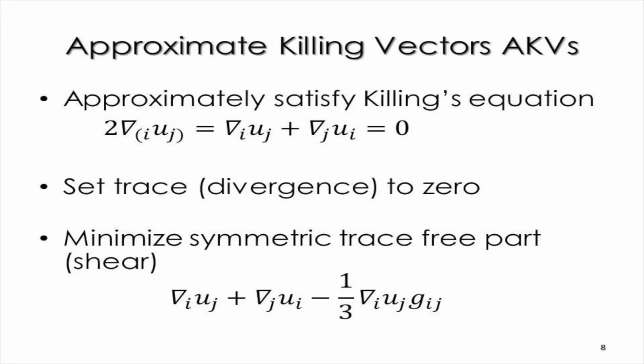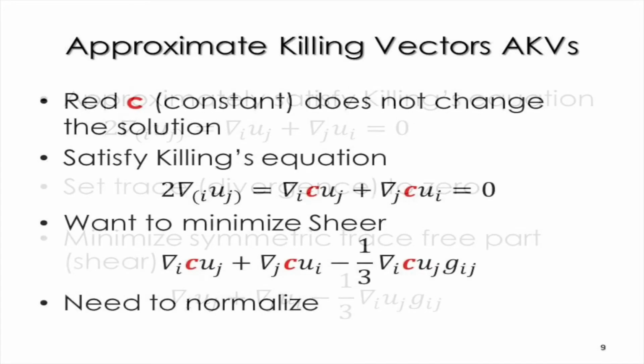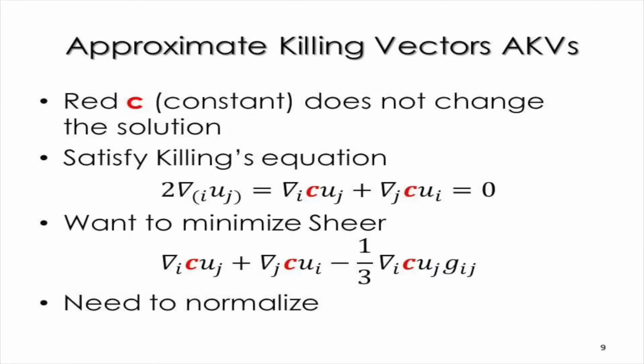In these situations where we don't have an exact proven symmetry, we can use approximate Killing vectors that will try and approximately satisfy Killing's equation. We can set the trace or divergence to 0, and trying to minimize the symmetric trace-free part, or shear, should still solve our problem.